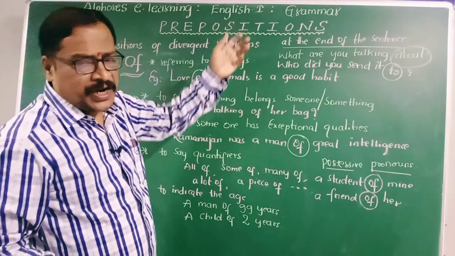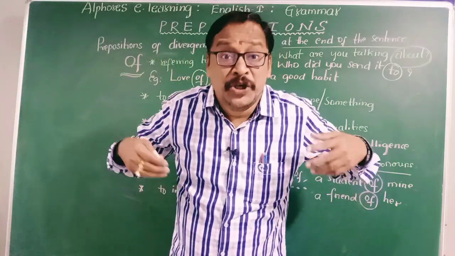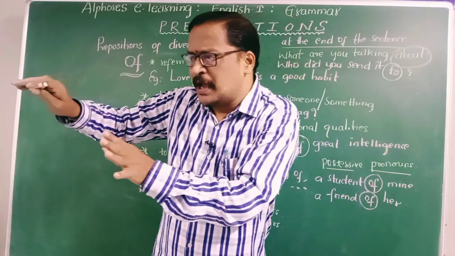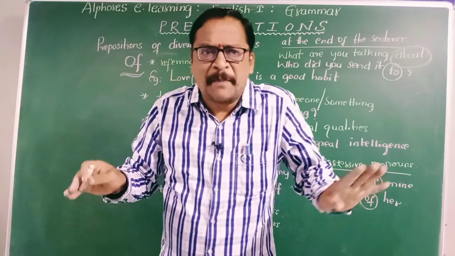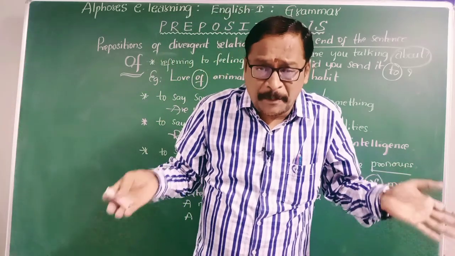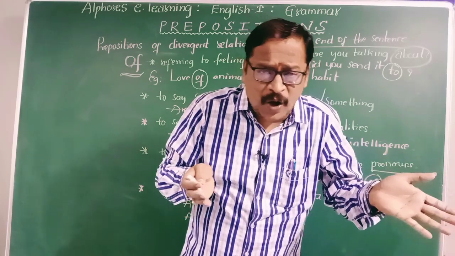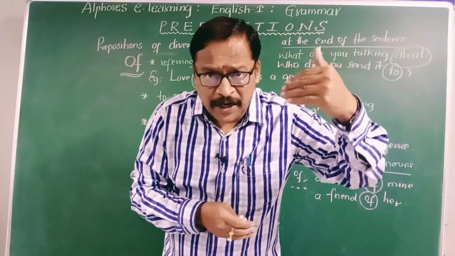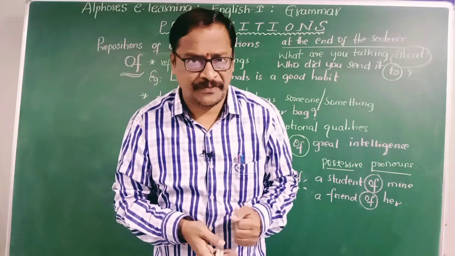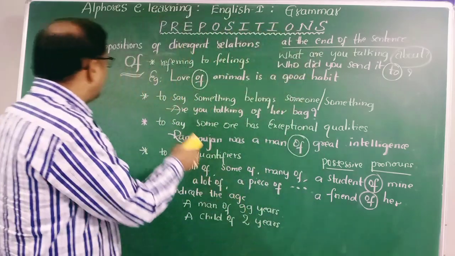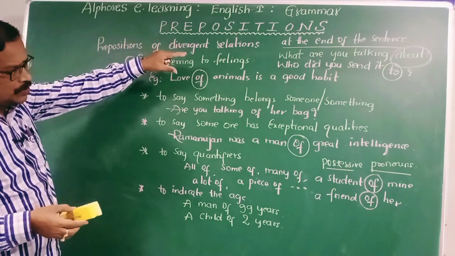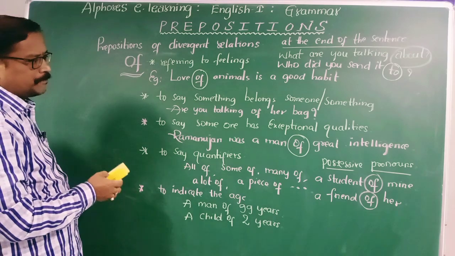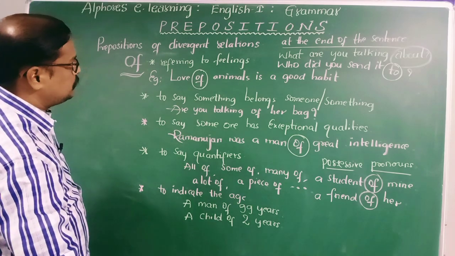Divergent relations. Different prepositions are used in different contexts. When we read a particular book or any passage, you carefully observe the prepositions, you can come to know how they are used. You can get perfection through practice only. Okay, and here just see the board.